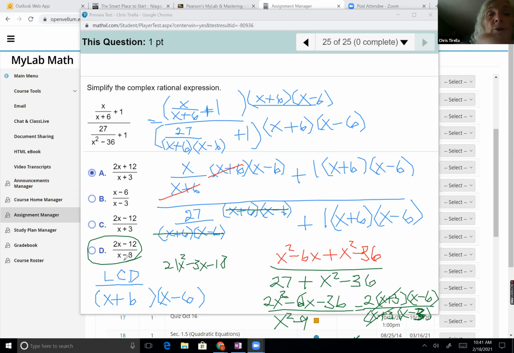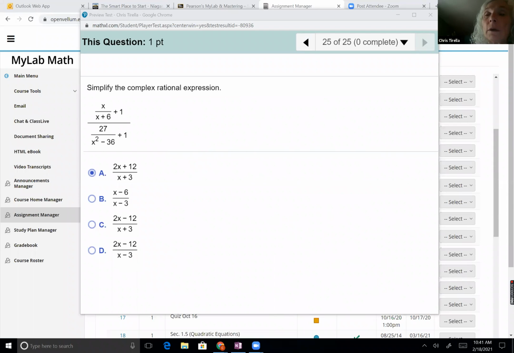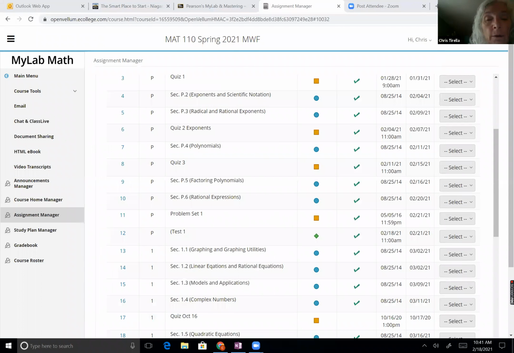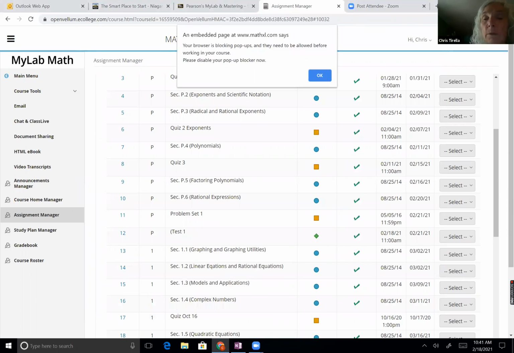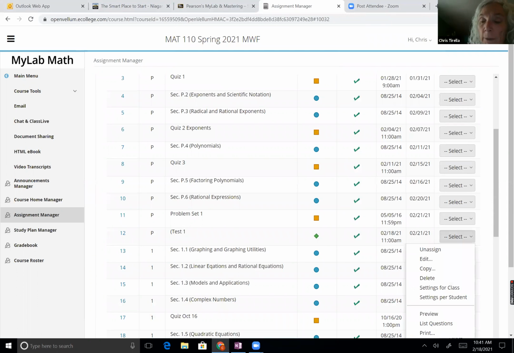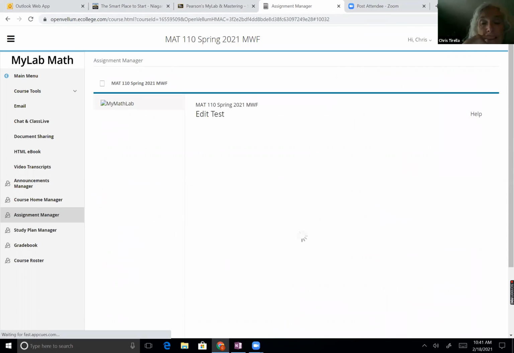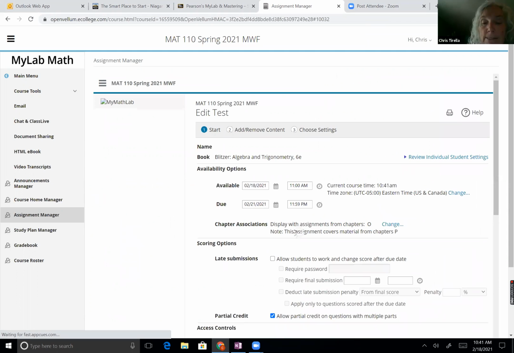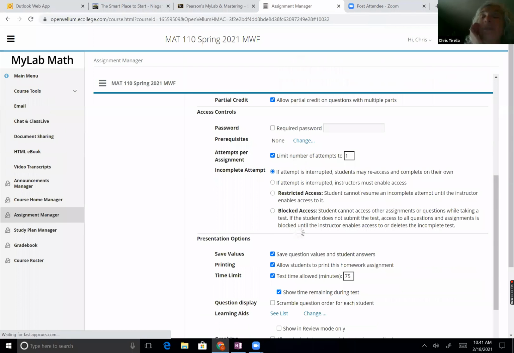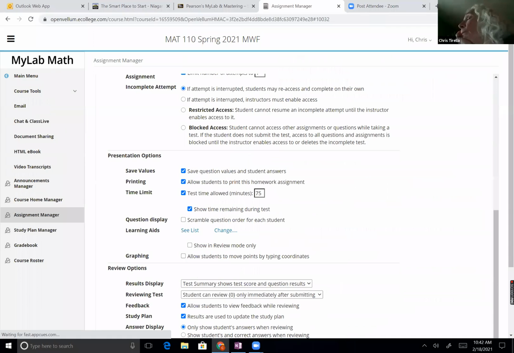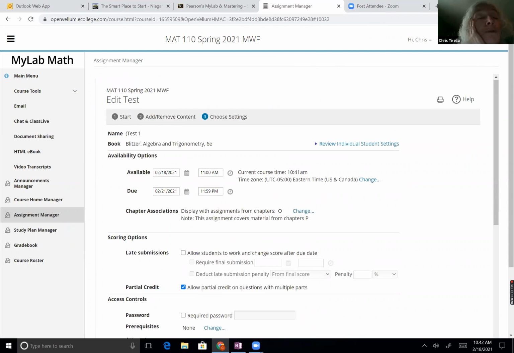I'm going to clear this, get out of here. I'm going to go to the test, and look at settings for class. You've got 75 minutes, so you've got an hour and a quarter. Go through, do the test first, wait until you've got everything done in my labs, then make sure you do meticulous work, number your work. If you put your work in order, I'd love you more.